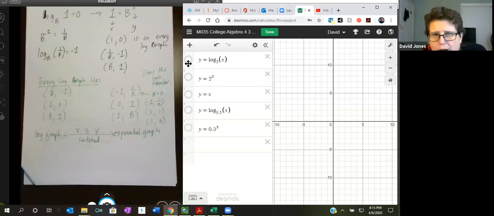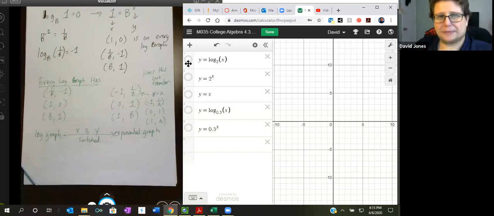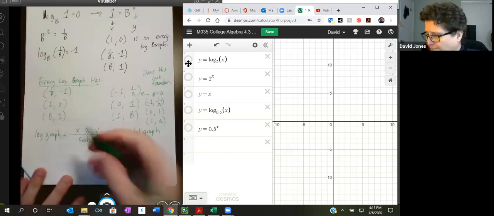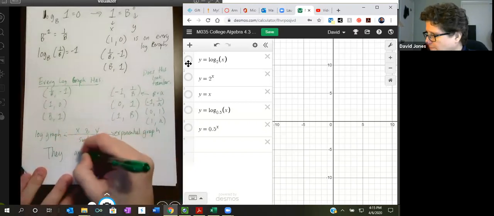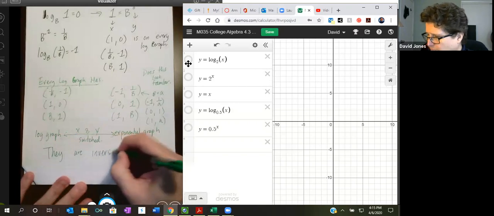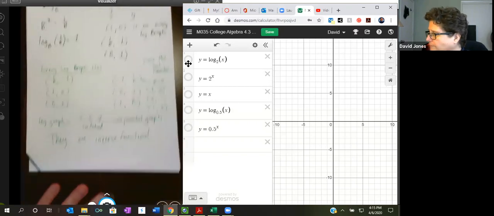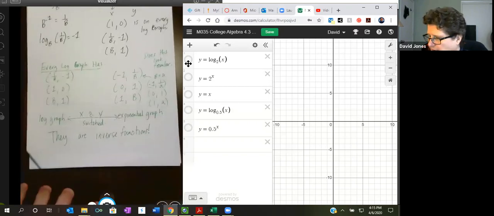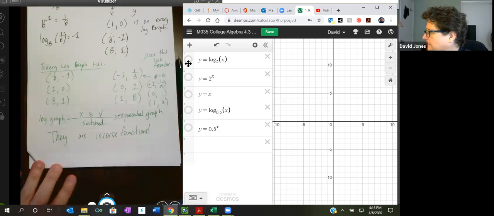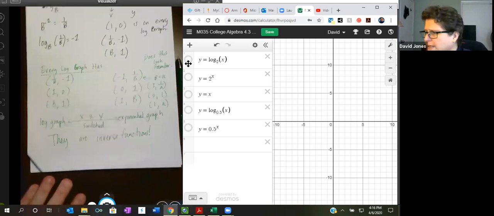And what do we know about when two functions have their x and y switched? We covered that in 4.1. They're inverse functions. Neat, huh? So let's plot some basic log graphs.